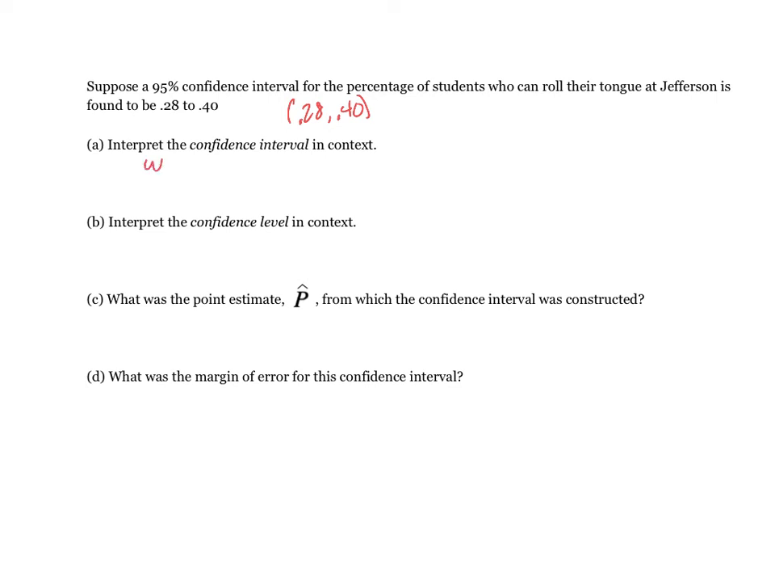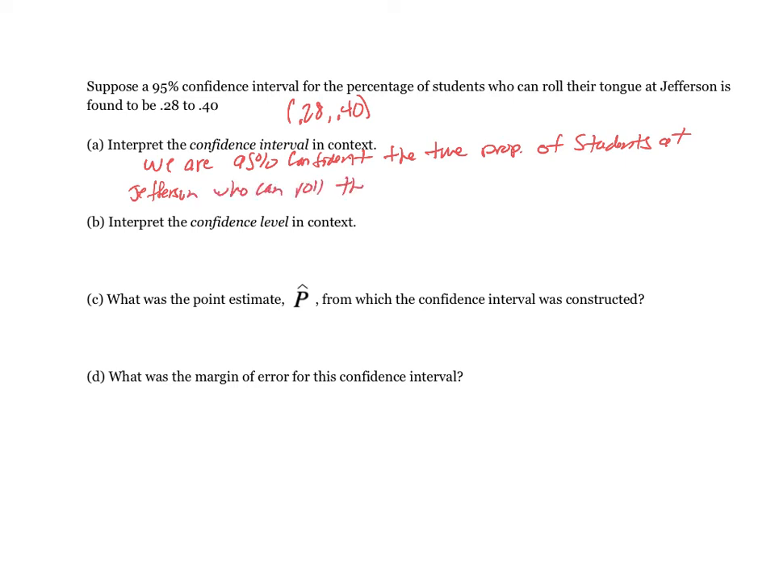So you have to be able to interpret the confidence interval in context. So we would say we are 95% confident the true proportion of students at Jefferson who can roll their tongue is between 28 and 40%.